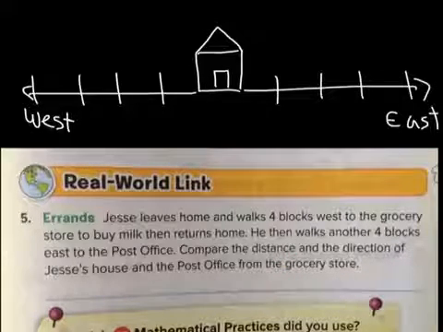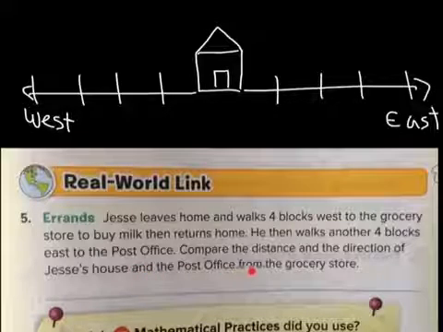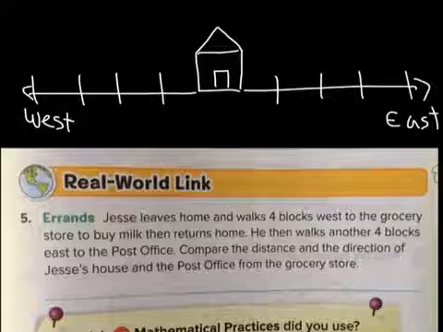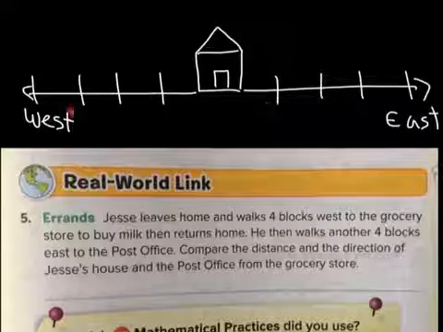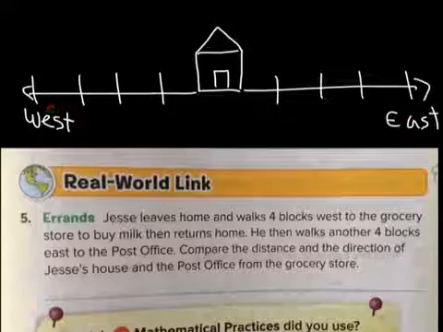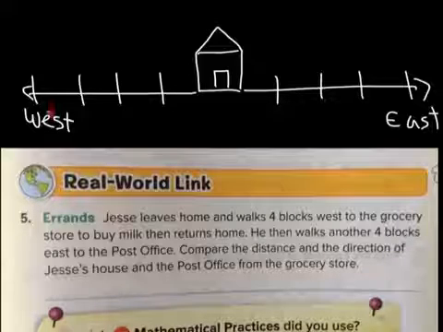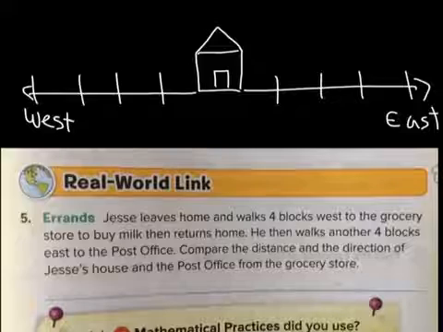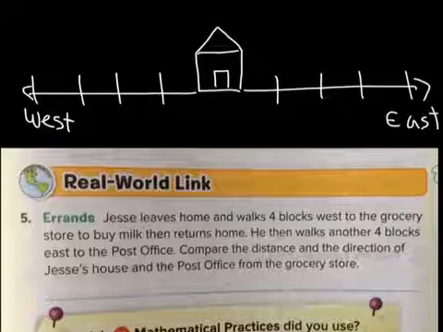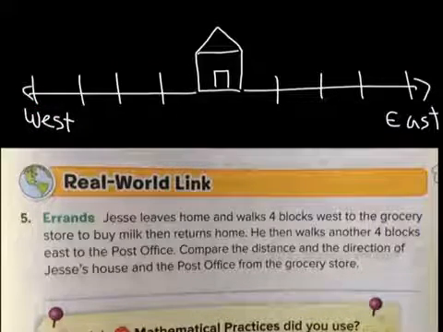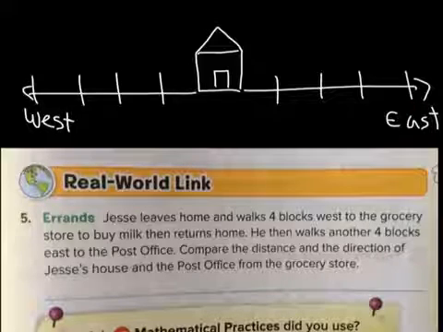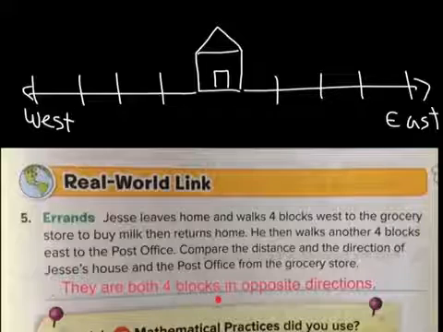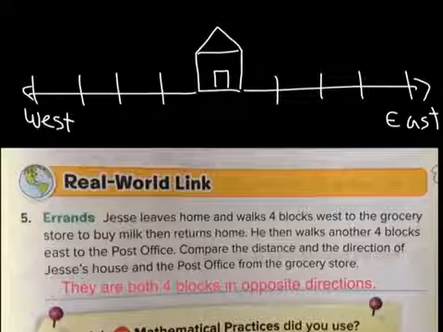Compare the distance and the direction of Jesse's house and the post office from the grocery store. Okay, so here we have 4, and then he walked 4 this way. The entire difference, the absolute value of it all, is 8 blocks, right? We have 4 this way and 4 this way, so we have 8 blocks in total. So that's our absolute value. From here to here is 8 blocks, or 4 blocks in opposite directions. They are both 4 blocks in opposite directions. Please write that down as a key answer.